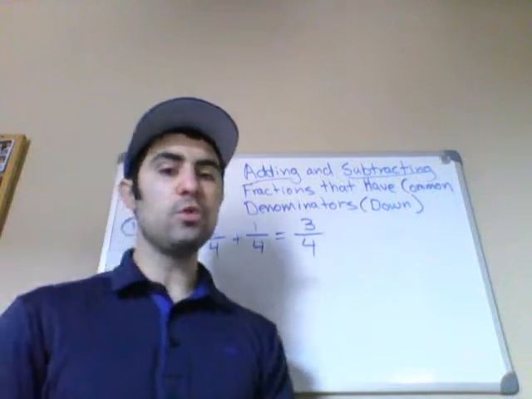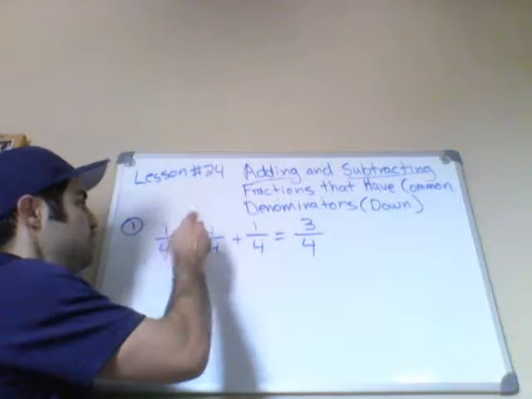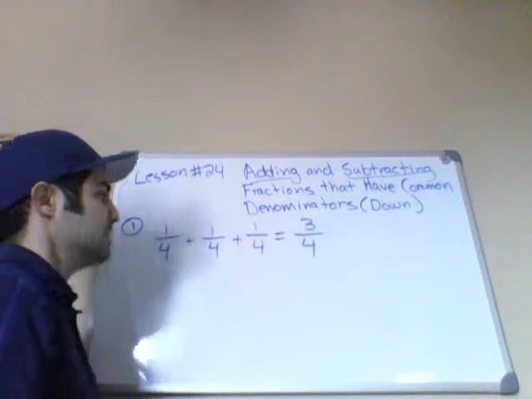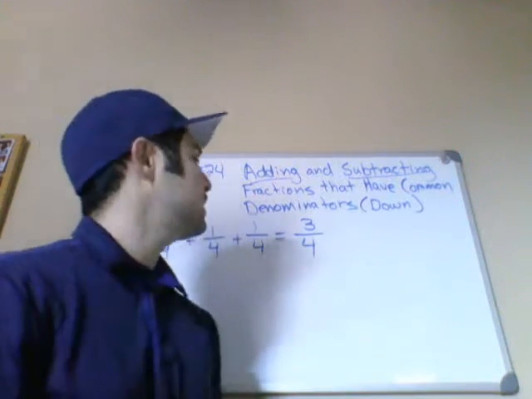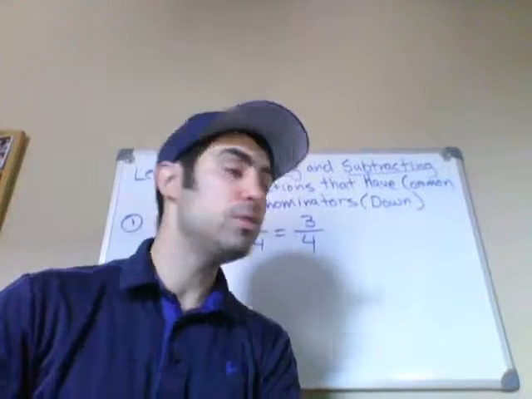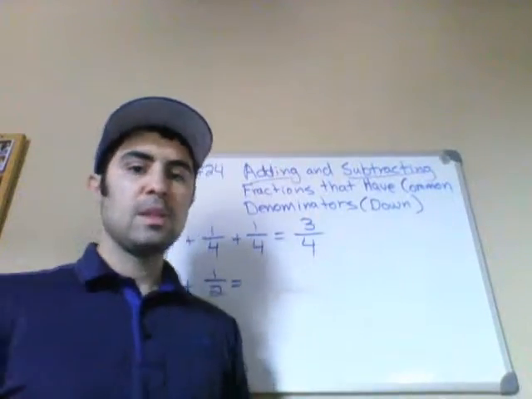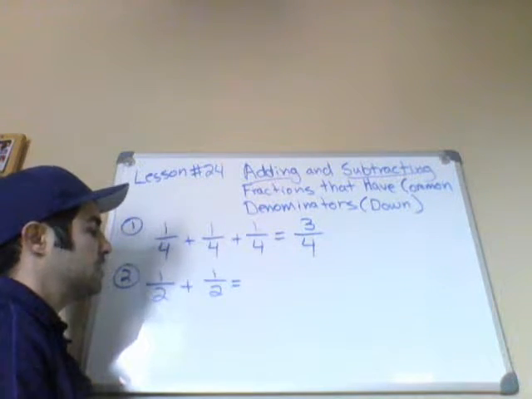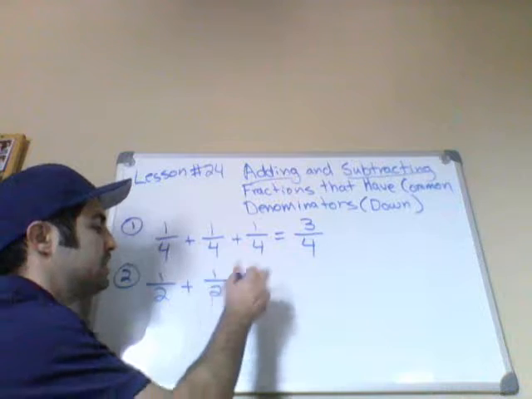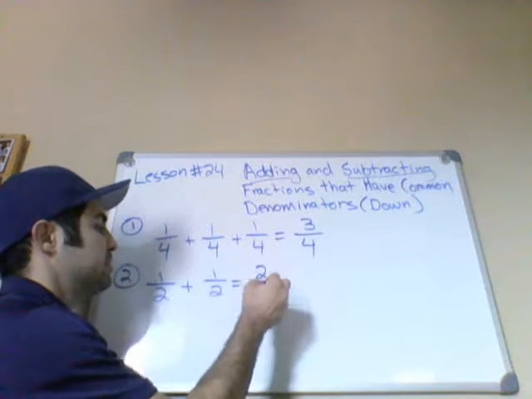3/4. Notice the rules. When we're adding and subtracting fractions, the numerator gets added and the denominator stays the same. Add the numerator, denominator stays the same. Let's do another problem. Okay, next problem. 1/2 plus 1/2. Numerator add, denominator stays the same. So 1 plus 1 is 2, and the denominator stays the same.